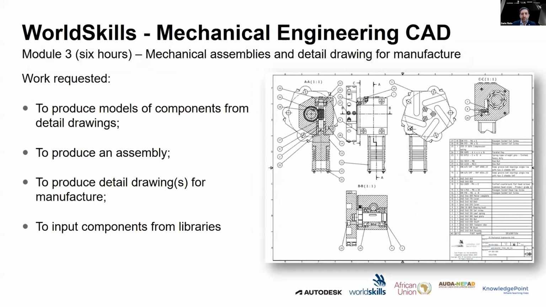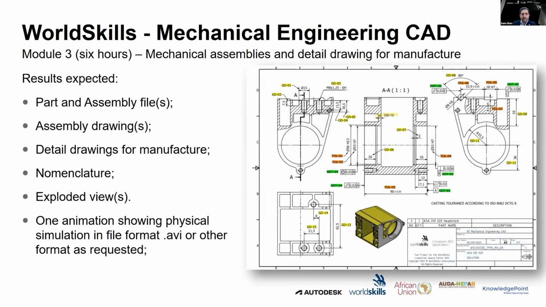We wanted, for example, to find a solution from adaptation of a mechanism, and then we work with parts that are coming from the drawings and from the libraries. And at the end, we delivered drawings, the solutions with GD&T, and some exploded view and nomenclature.